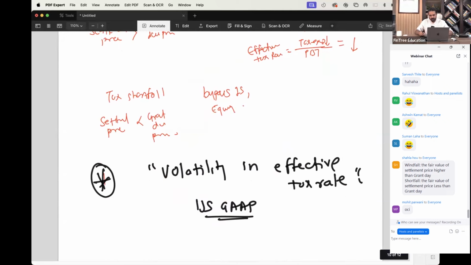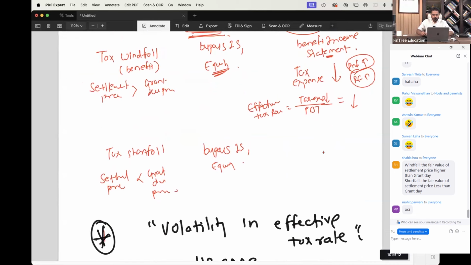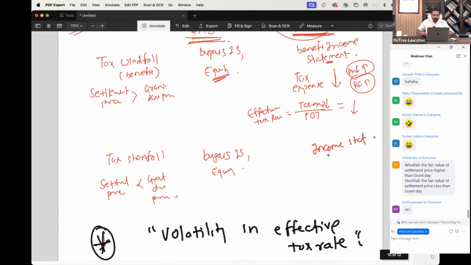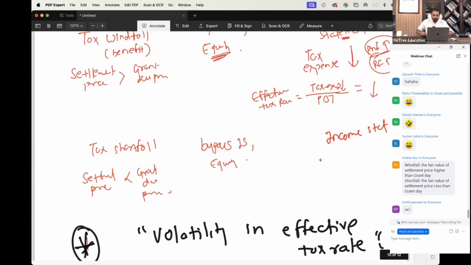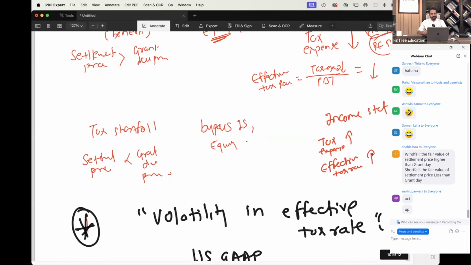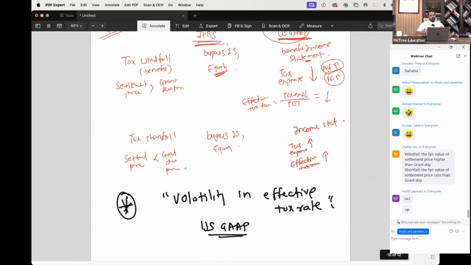Coming back here, same treatment. If there's a tax shortfall, then you will say this goes to the income statement, and because of the income statement, your tax expense proportionately goes up, and if your tax expense goes up, your effective tax rate goes up. This is what you need to know for the tax windfall and shortfall, nothing beyond this. You do not have to get into whether we create a DTA, DTL, all that nonsense. Leave that in Level 1. Here, it's extremely simple.